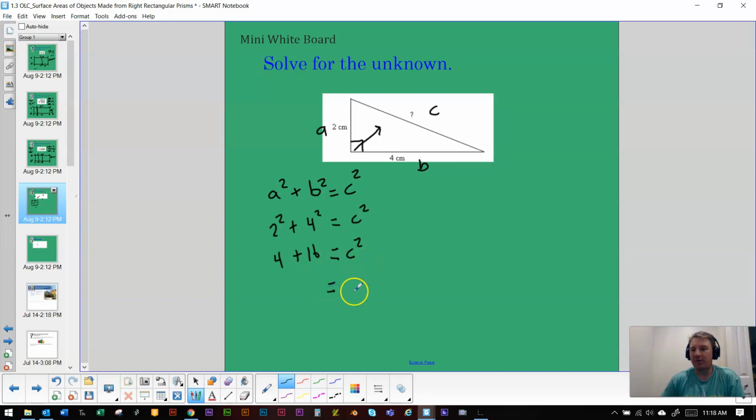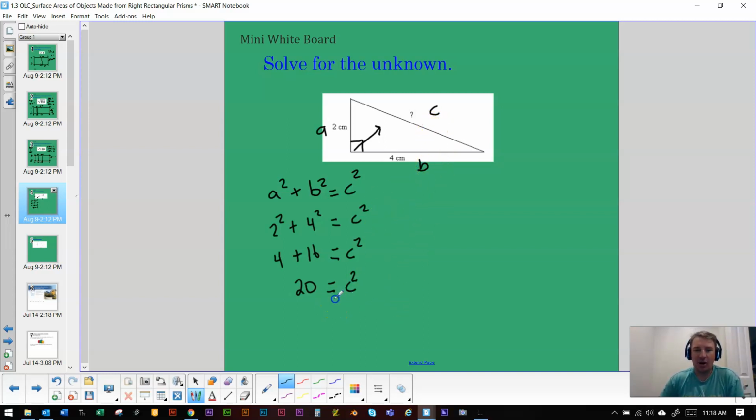If we're solving for a variable, we want to have the variable on one side and the numbers on the other side. We've got a little bit more math to do because 4 plus 16 equals 20. Again, don't stop here, okay? This is the big message from last time. You're not done. We want to find out what c is. We don't want to find out what c squared is.